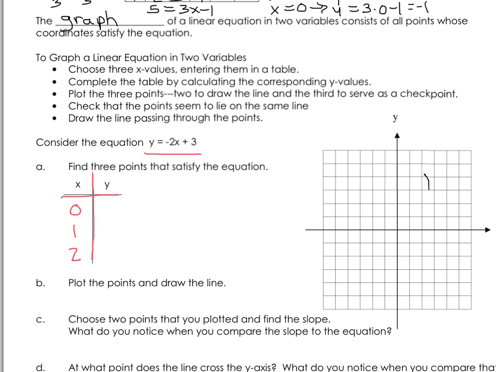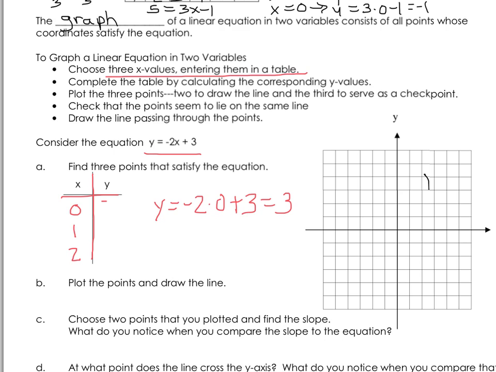As long as we're able to graph it within these values. Looks like we have x negative 5 to 5, y negative 5 to 5. So unless we're willing to change the scale, we want to stay within those values. So once we choose our three values and put them in the table, we complete the table by calculating the corresponding y values. So when x equals 0, y equals negative 2 times 0 plus 3.